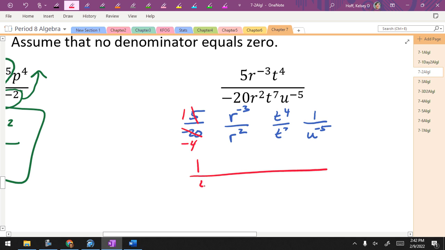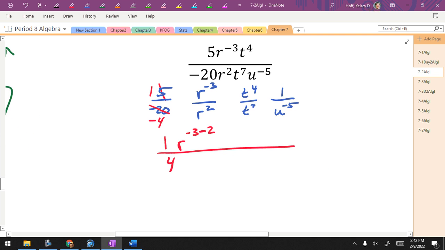Actually, let's do it this way. When I divide these all, they're going to end up in the numerator, right? So I keep my base r. What's my top exponent? Negative 3 minus the bottom exponent, which is 2. What's my next base? t. Top exponent, 4 minus the bottom exponent, 7. And then I'm just going to leave u to the negative 5th down there because there's nothing to actually divide with it. Follow what I did in all those steps?